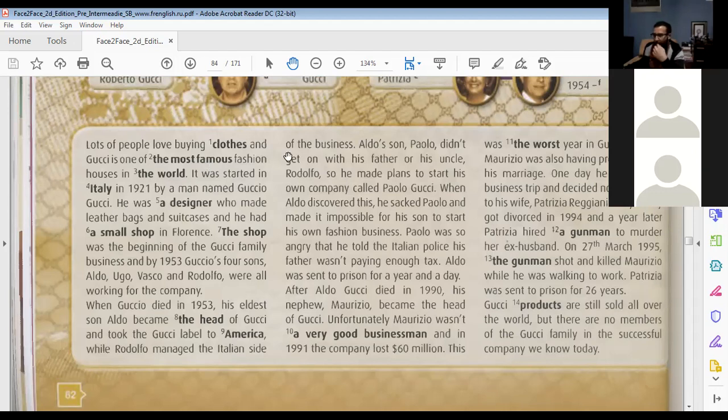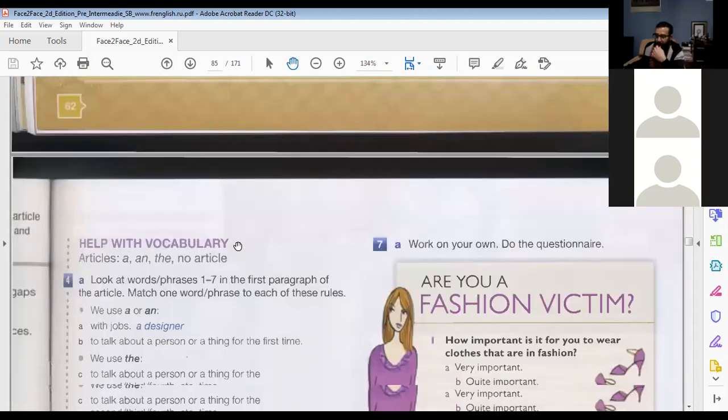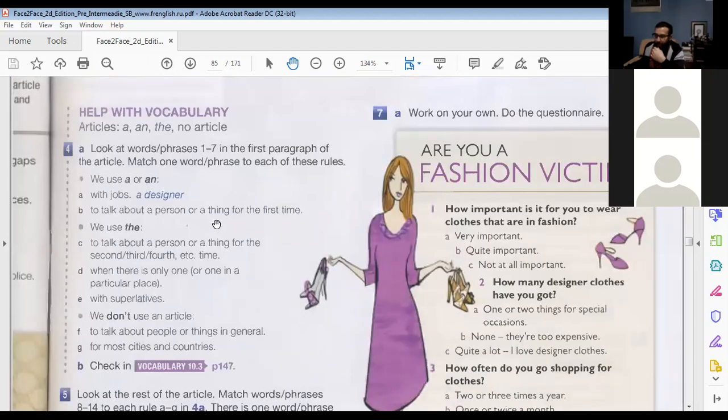Small shop. A small shop? Is that what you said, Samiha? Yes. That's correct. Because after that, what did they say? The shop, we know. Right. So now we know what shop they're talking about, right? So that's correct. So here, to talk about a person or a thing for the first time, the example we have is a small shop.